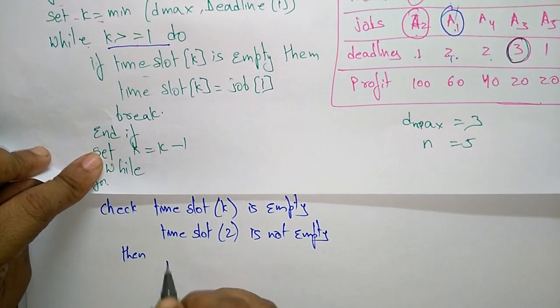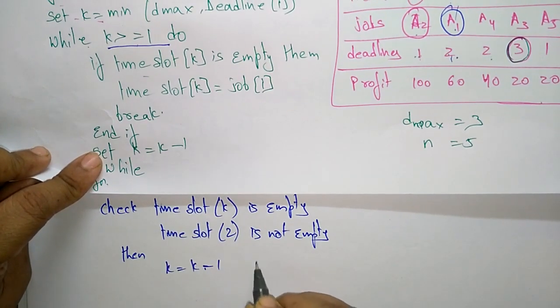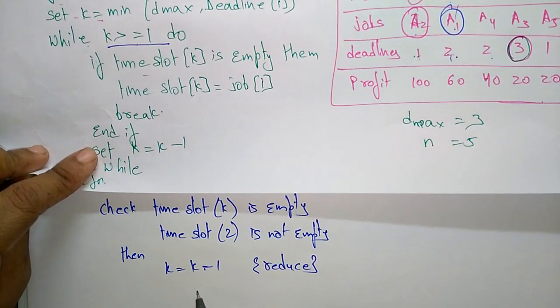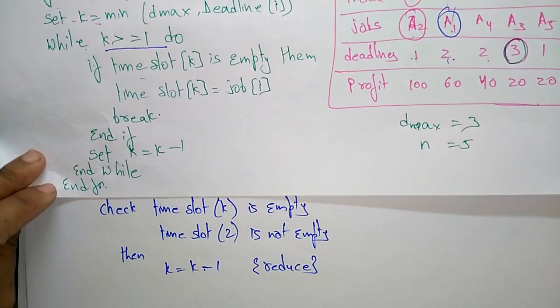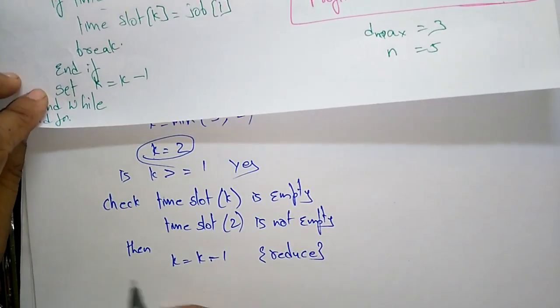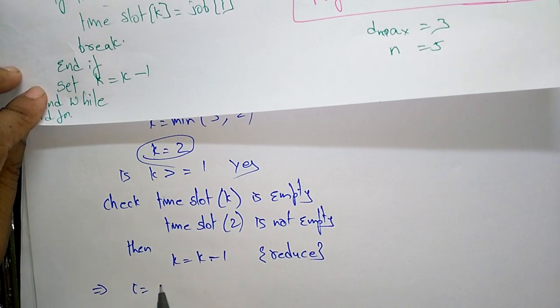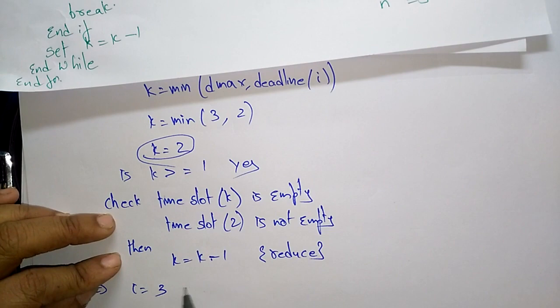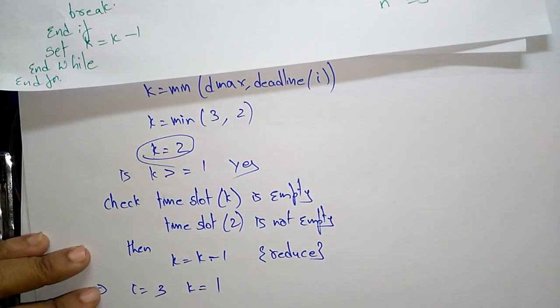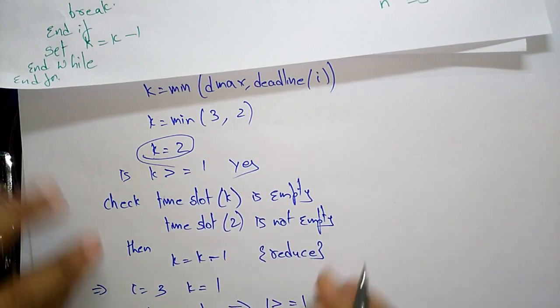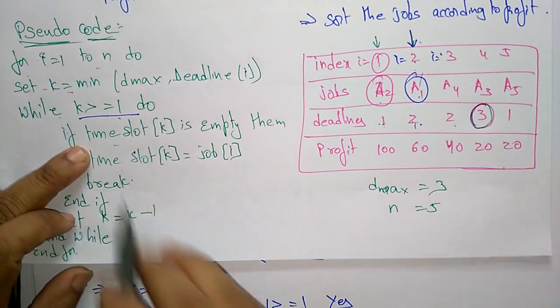Now set k is equal to k minus 1. Reduce. K is equal to k minus 1. After that I have to check everything again. I is equal to 3, and k has reduced from 2 minus 1, so now k becomes 1. Again check: is k greater than or equal to 1? That means 1 greater than or equal to 1. Yes.